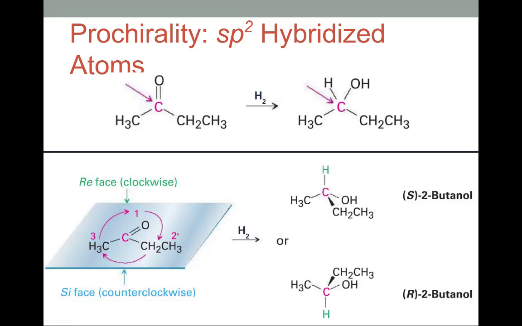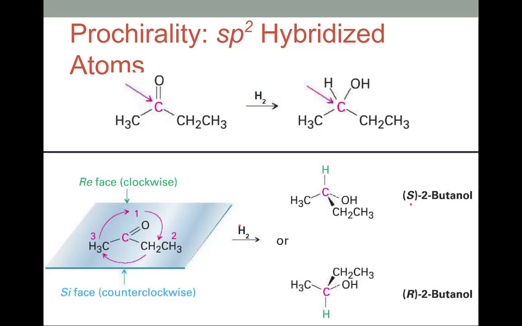All right. And so here's the picture. When we add the H from the top, we'd push those other guys downward like this. If we added the H from the bottom, we'd end up pushing these upward a little bit. What I want you to look at here is that adding to the Re face didn't necessarily give us the R isomer. Just like plus minus and RS aren't necessarily related, the prochiral face designation and the end product designation are not necessarily going to be the same. It depends on what reaction we're doing.